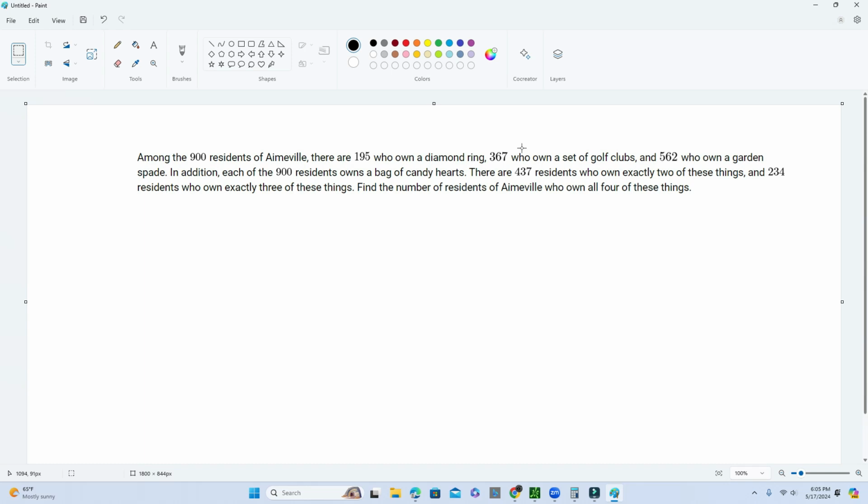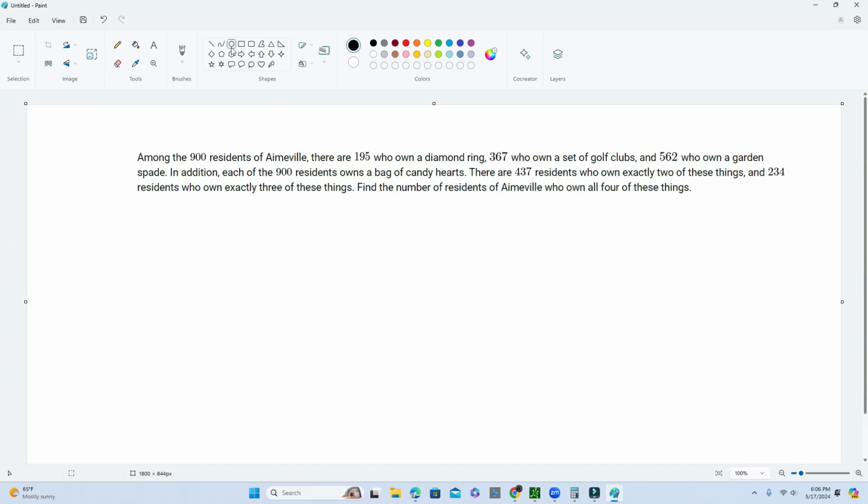Okay, so the first thing we can recognize here is that this problem can be set up as a Venn diagram. The main focal point of Venn diagrams is that when you're solving them, you're able to lump values together and find the combined values. And this is perfect because the problem tells us exactly that: there are 437 residents who own exactly 2 of these things. This problem was made for Venn diagrams. So, how would we go about doing so?